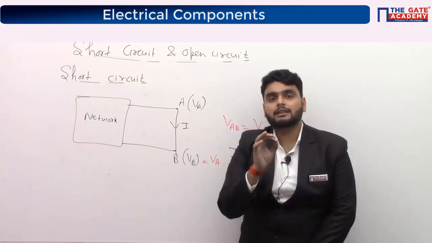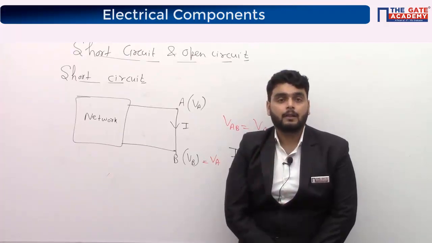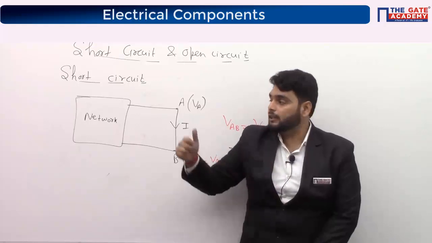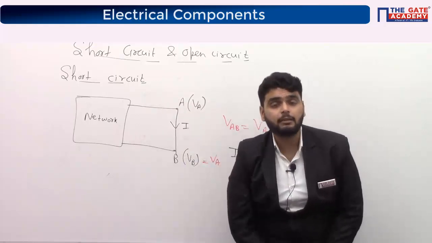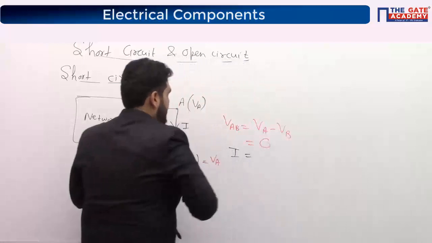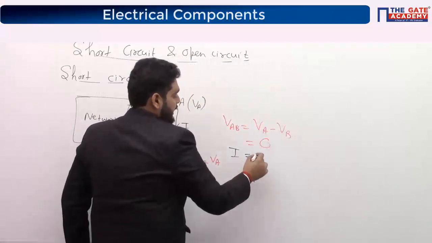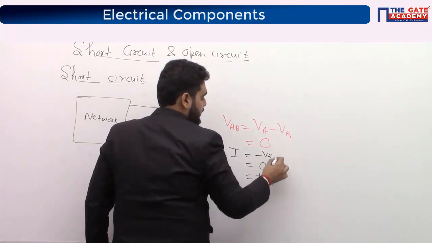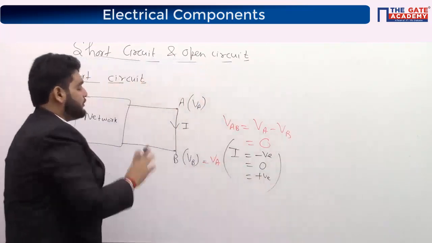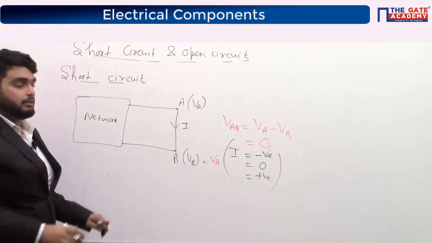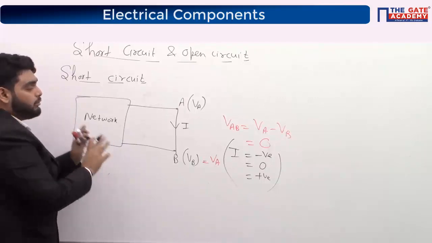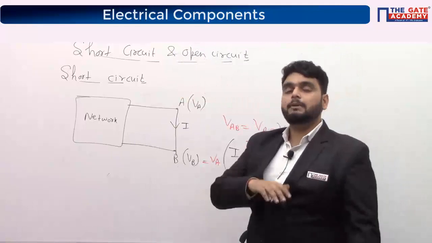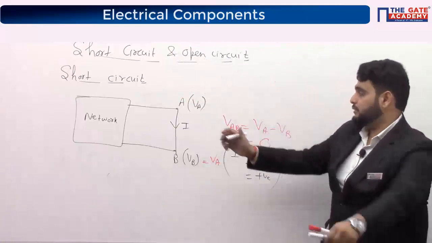So never say that current is infinite. We will say the current depends on the network. Current can be negative, it can be 0, it can be positive. It all depends on the elements connected in the network. So never say current will be infinite. Most people make this kind of mistake.